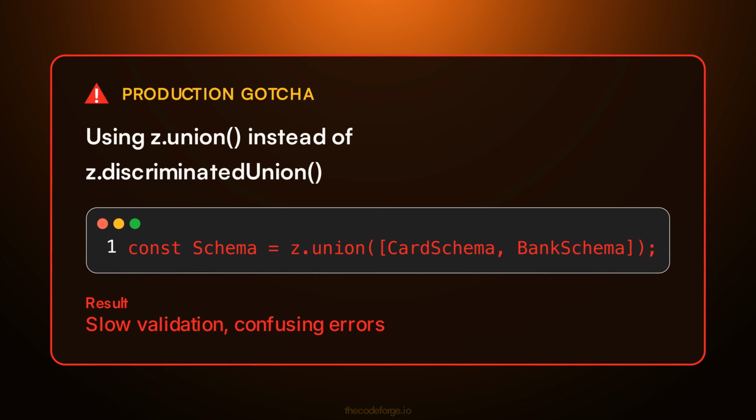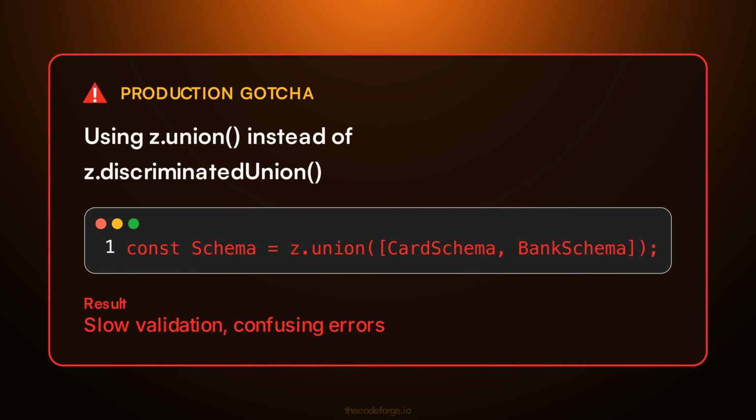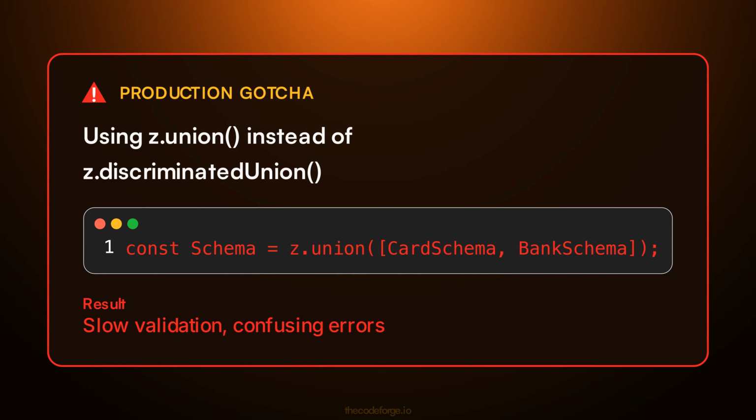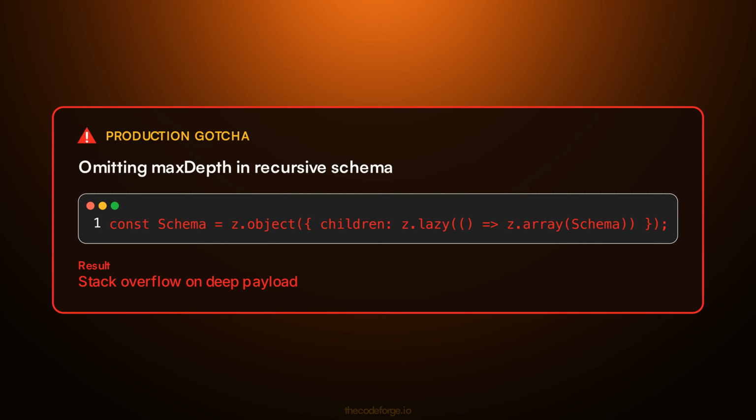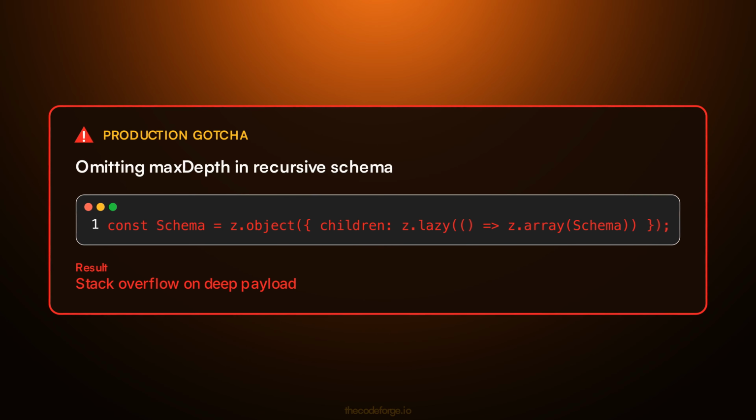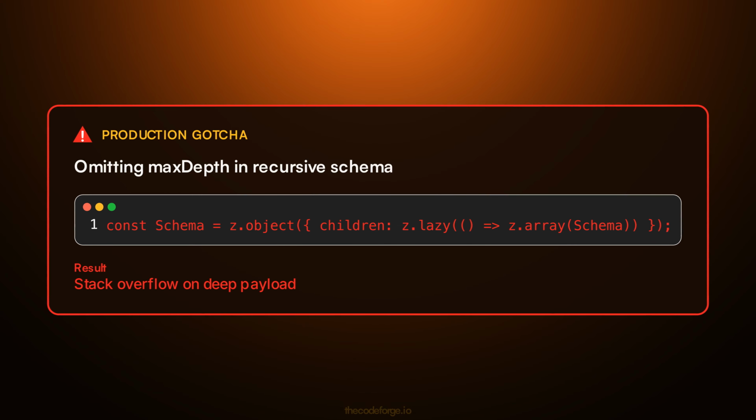z.union tries every branch in order, which is slower and produces confusing error messages when multiple branches fail. Always use z.discriminatedUnion when you have a shared discriminator field. Without a depth guard, a malicious payload with 10,000 levels causes a range error. Always add a superRefine with maxDepth to recursive schemas.